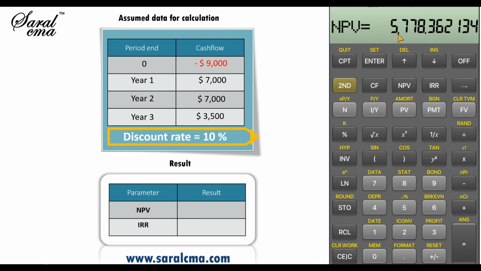The NPV is 5,778.36. Let us input that into the results table. To calculate IRR for the cash flows we have already input, simply press IRR and compute keys. The calculator is showing IRR of 48.05%. Let us input these two into the results table. This is how NPV and IRR are calculated using the BA II Plus calculator.